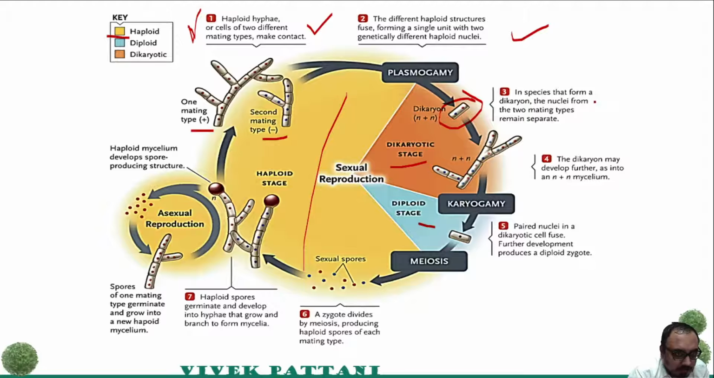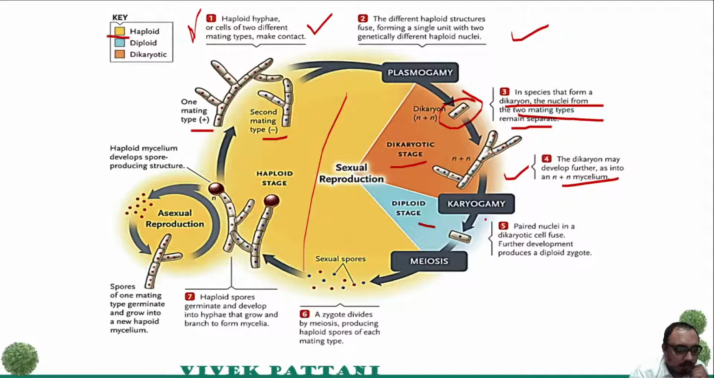In species that form a dikaryon, the nuclei from the two mating types remain separate, and the mycelium starts to grow. This stage is the dikaryotic stage. The dikaryon may develop further into the mycelium, as I told you.